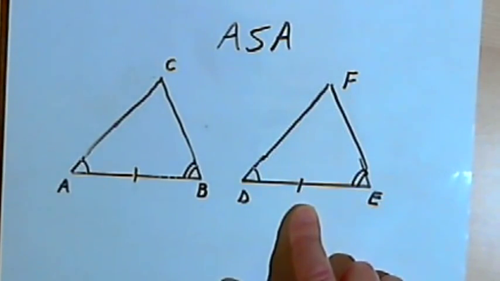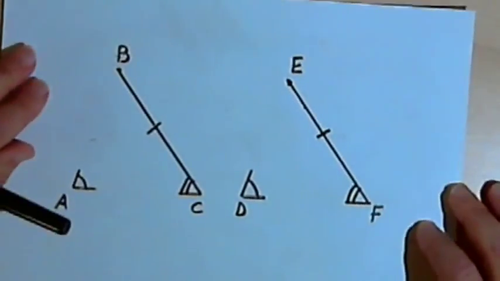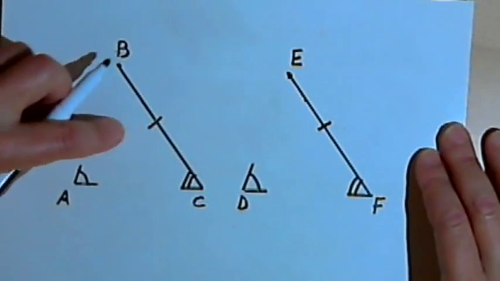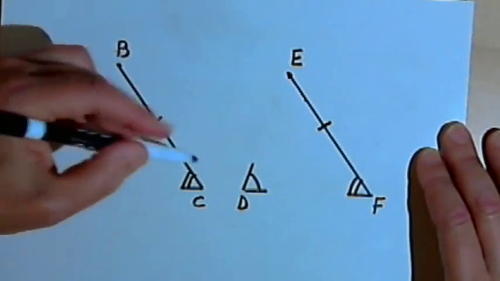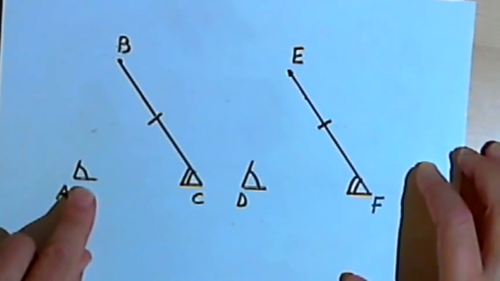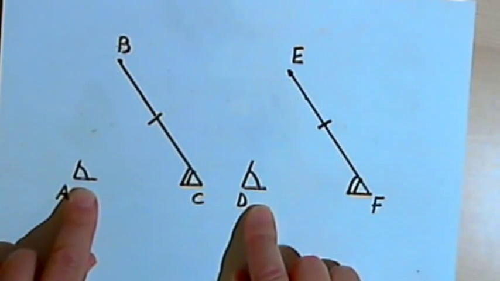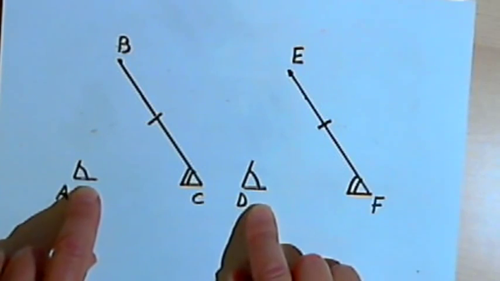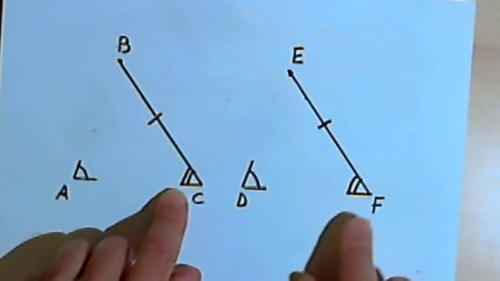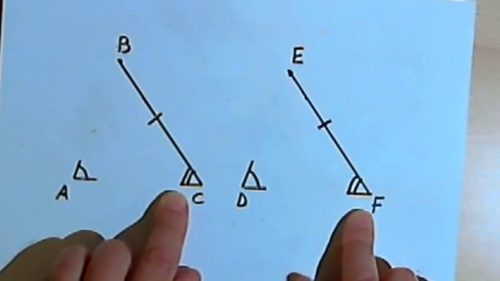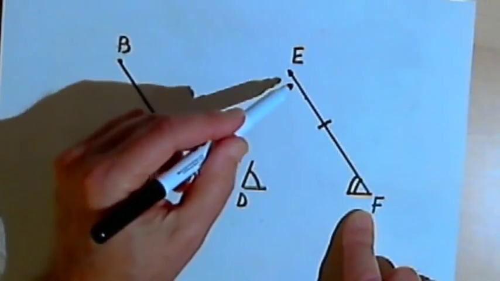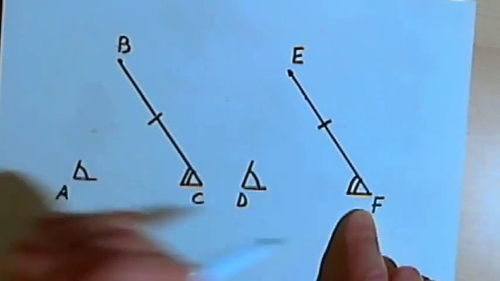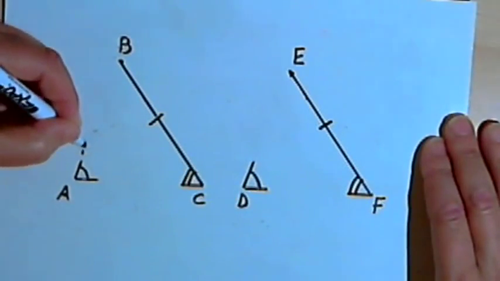And the last congruence we have is angle-angle-side. And here's how that works. Here I've drawn kind of like the skeleton of two triangles. The triangles will end up being ABC and DEF. I've got angle A and angle D, and they're congruent to each other, but they're not connected to anything yet. Angle C and angle F are also congruent to each other. And then side BC is congruent to side EF. Now, let's draw some dotted lines to kind of fill in the triangles.